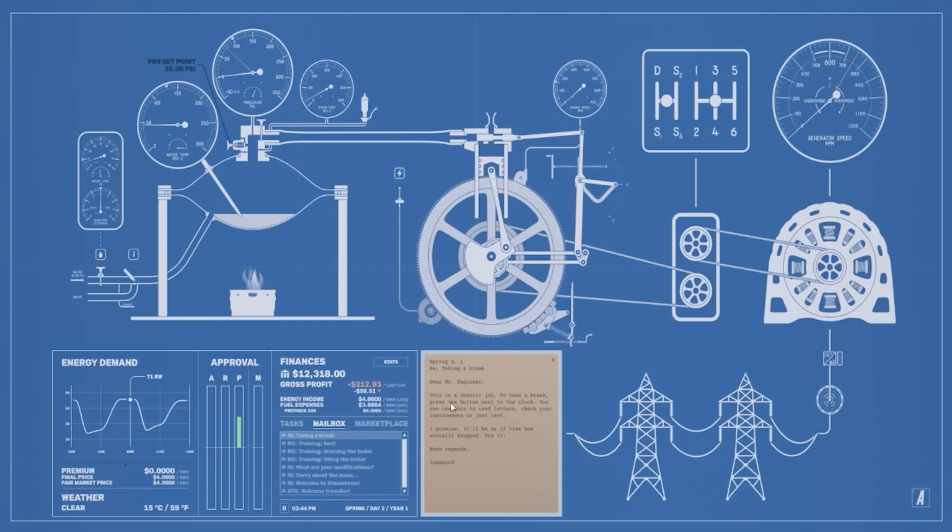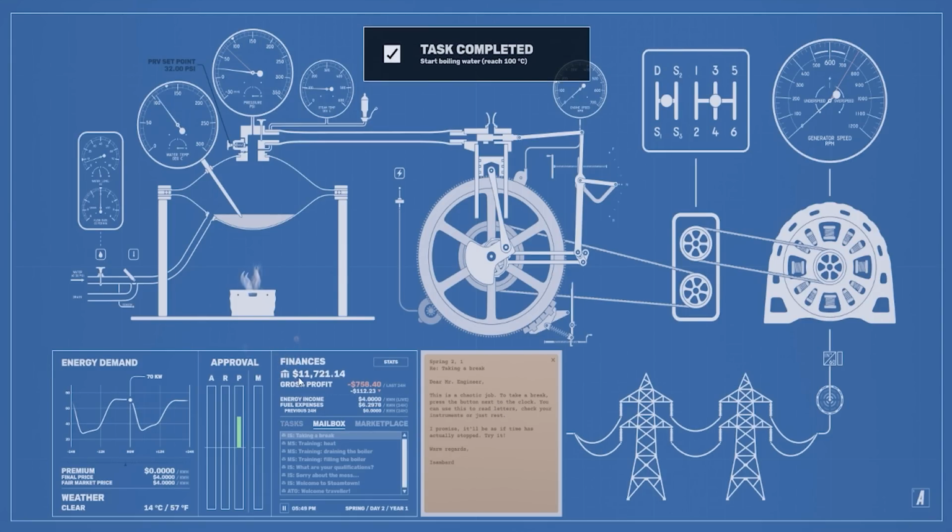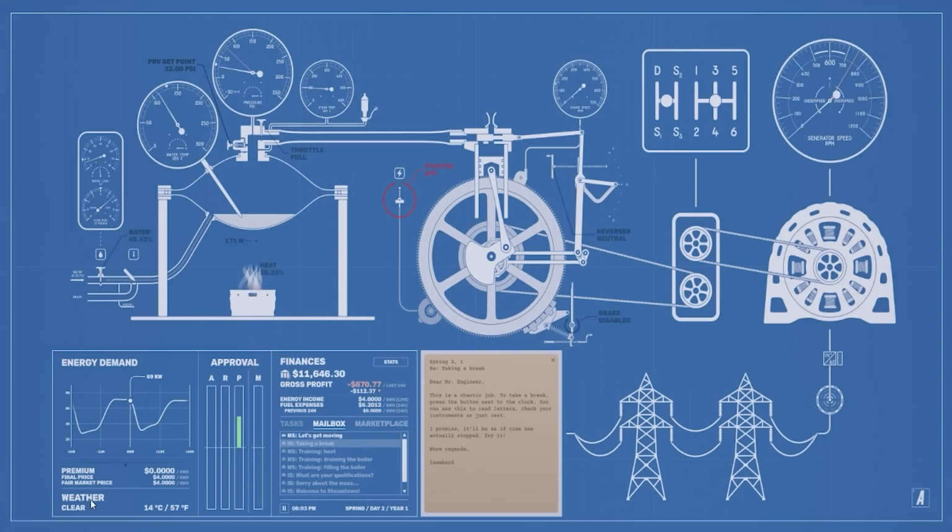Mr. Engineer, this is a chaotic job. Take a break, press the button next to the clock. You can use this to read letters, check your instruments, or just rest. I promise, it'll be as if time had actually stopped. Try it. Press the button next to the clock. That one. There you go. Fair enough. Got you. Let's get it moving.